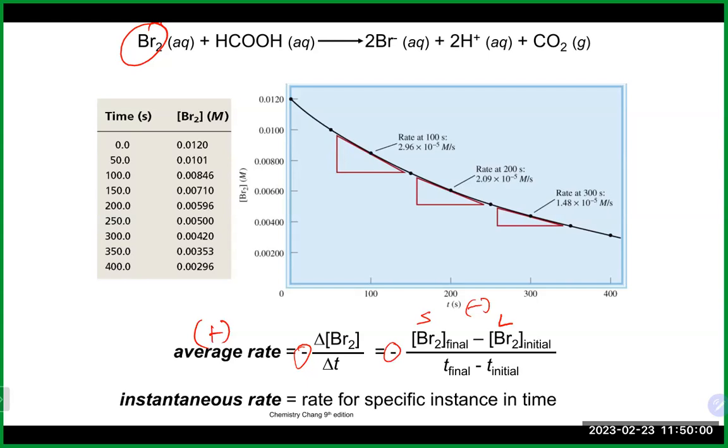There's also instantaneous rates, which is a rate for a specific period of time. You could find that, for example, on the graph, by taking the slope of the tangent of that line, if you were to graph it.